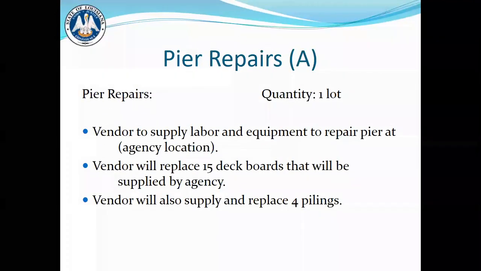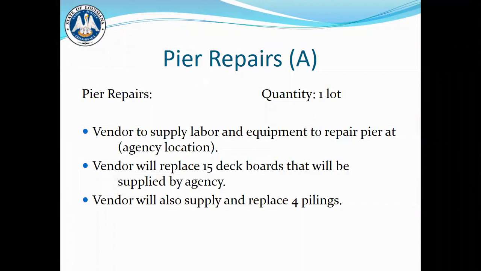So the next slide is going to be pier repairs. So pier repairs, quantity 1 lot. As you can see, there's not a lot of specs on this one. Vendor to supply labor and equipment, which is very broad, to repair pier at agency's location. Vendor will replace 15 deck boards that will be supplied by agency. And vendor will also supply and replace 4 pilings.